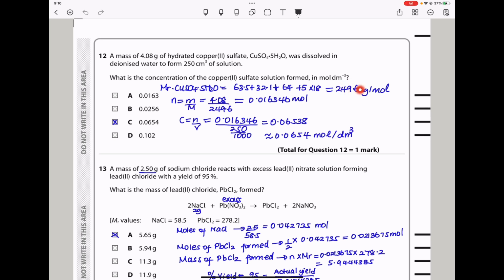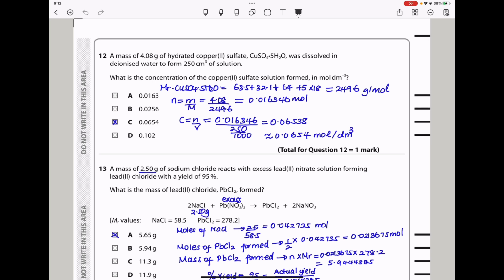So I found the molar mass of hydrated copper sulfate in this manner, and I got 249.6 gram per mole. Now the next part, since I'm given the mass, I wanted to find the number of moles, which is going to be this mass divided by the molar mass, and these are the moles I got. Remember, I'm looking for concentration in mole per decimeter cubed. So since I have the moles, we divide that by the volume, but the volume has to be in decimeters. So number of moles divided by 250 divided by 1,000 to convert it to decimeters cubed. I got that. In rounding off, I got 0.0654, which is close to that, and my answer is C.